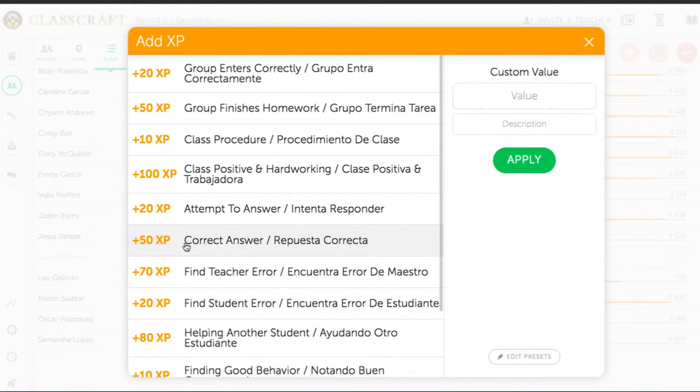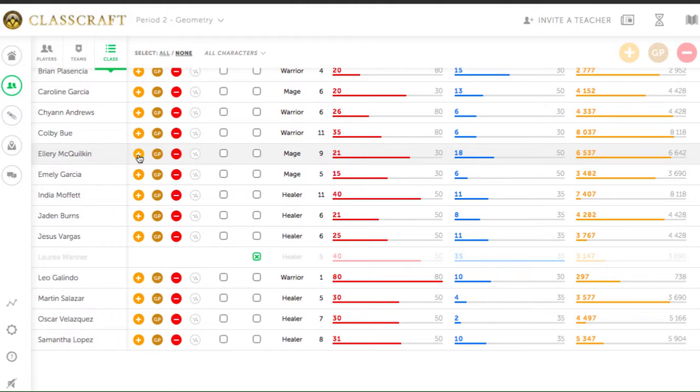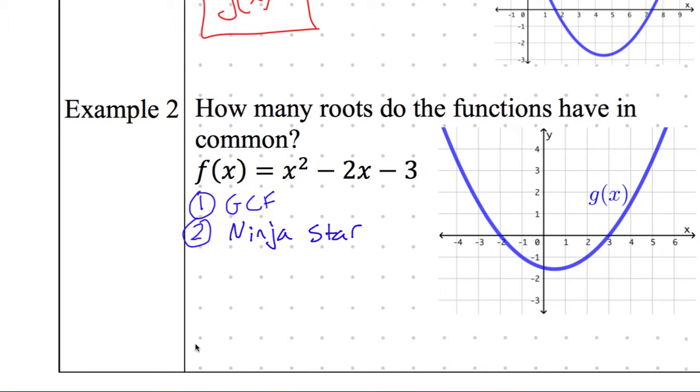Sam is in. I think she might have been assisted a little bit. So I'll do 2 marbles, 1 for the assist, 1 for the participation. Thank you both. Yeah, so GCF and Ninja Star.